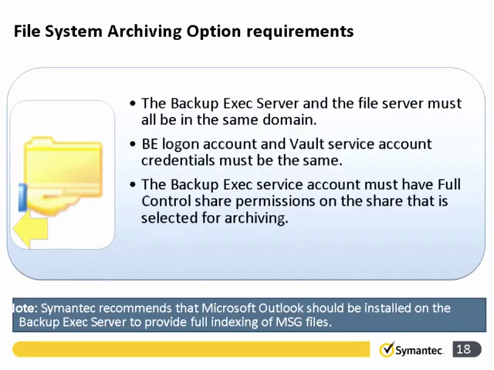If you would like to do file system archiving, the server must be in the same domain. The Backup Exec logon account and the Vault service account credentials must be the same. So I can't specify different account credentials for this. I have to have one account that has access to both. It must have full control of share permissions on the share that's selected for archiving. Symantec does recommend that Outlook be installed on the Backup Exec server so that Backup Exec can index any MSG files that are associated with an archive.